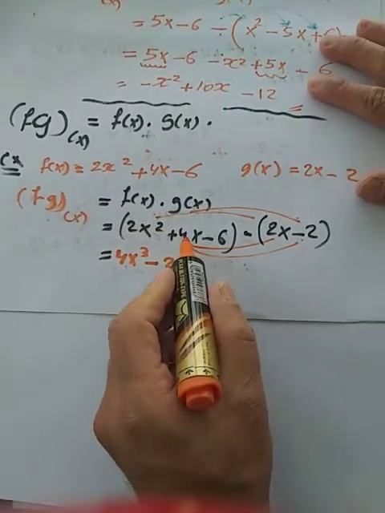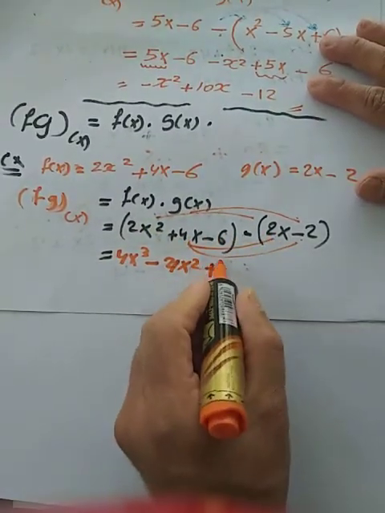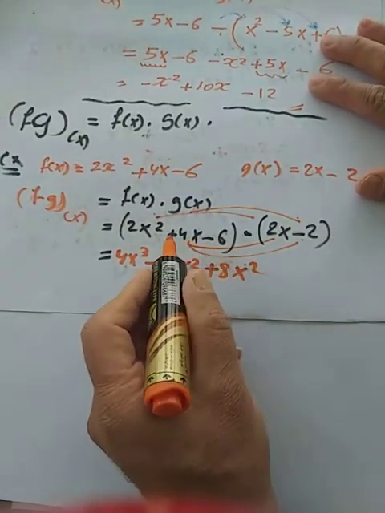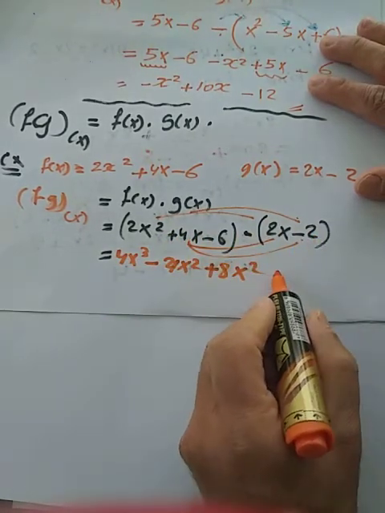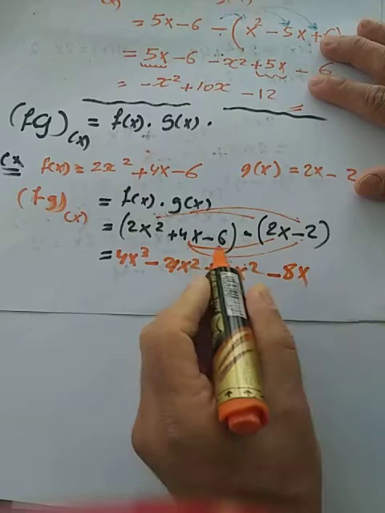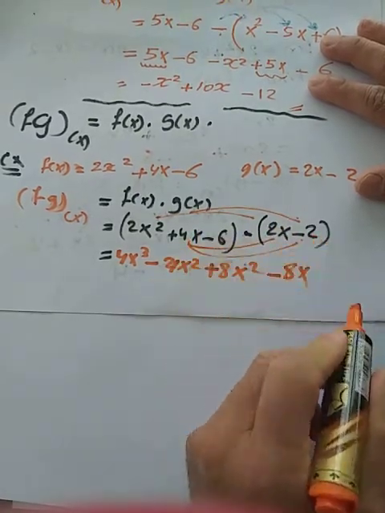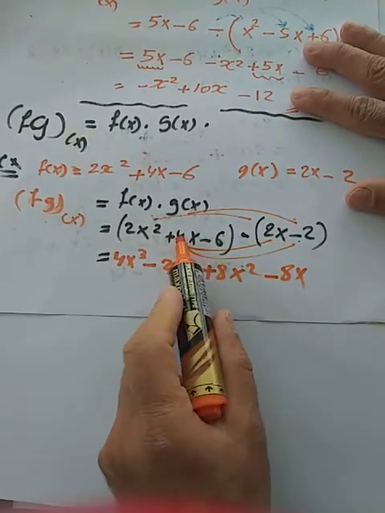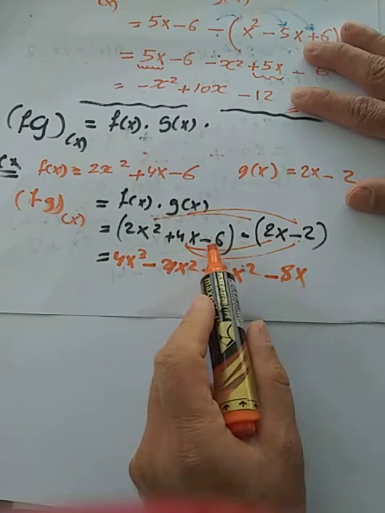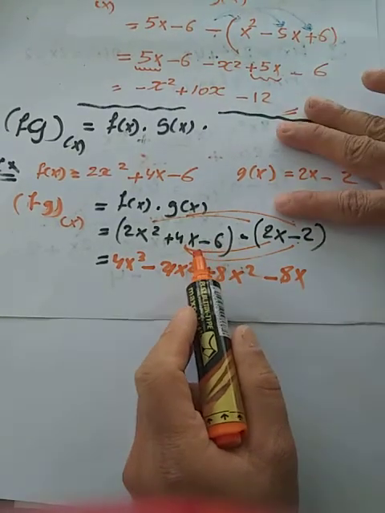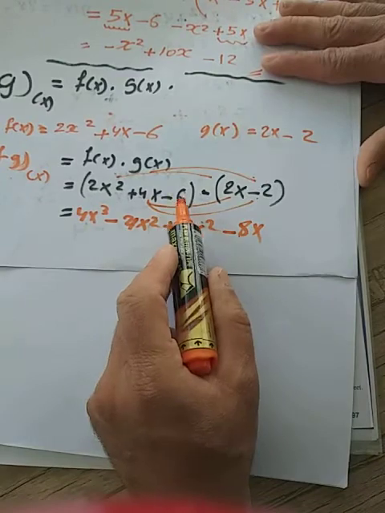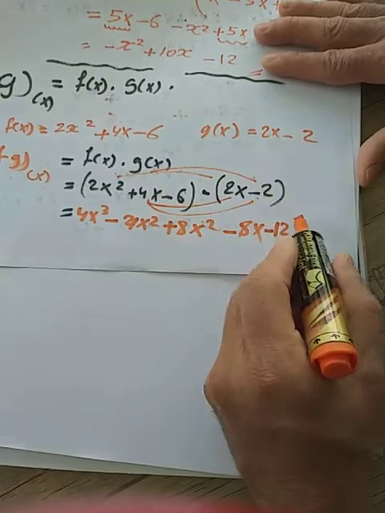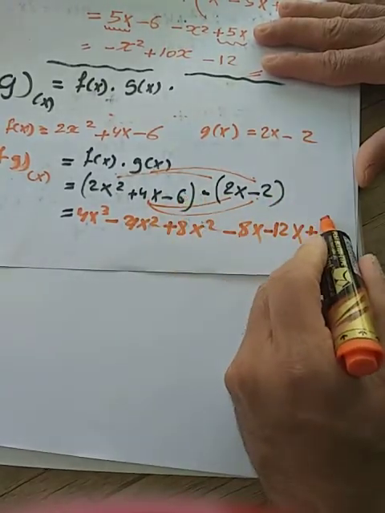Now 4 times 2, 8. X times x, x squared. 4 times 2 minus 8x. This one times this one. 4 times 2, 8. X times x, x squared. 4 times minus 2 minus 8x. Now last step, this one. Minus 6 times 2 minus 12x. Negative times negative positive. 6 times 2, 12.